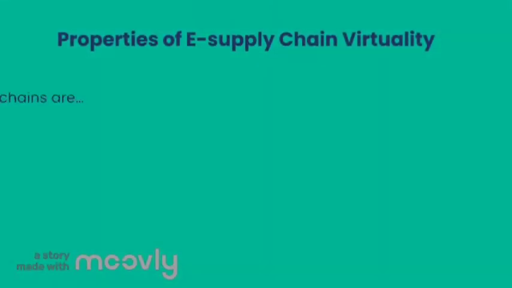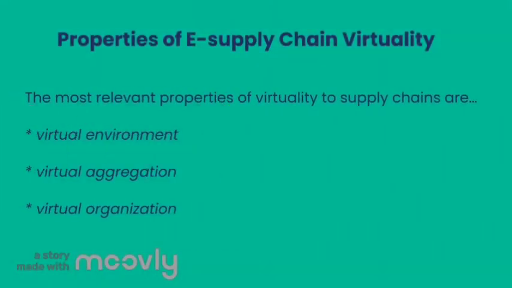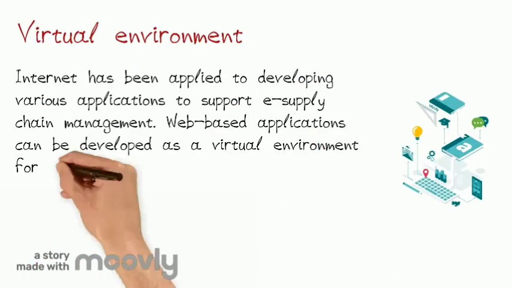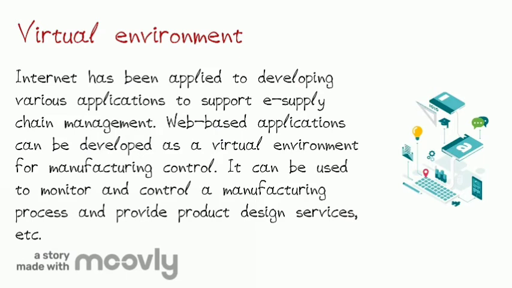Properties of e-supply chain virtuality. The most relevant properties of virtuality to supply chains are virtual environment, virtual aggregation, and virtual organization. Virtual environment: the Internet has been applied to developing various applications to support e-supply chain management. Web-based applications can be developed as a virtual environment for manufacturing control. It can be used to monitor and control a manufacturing process and provide product design services, etc.